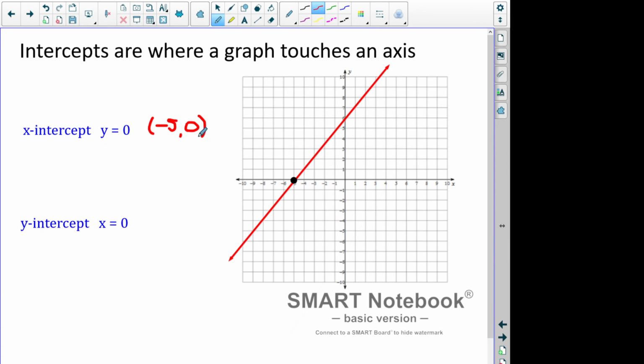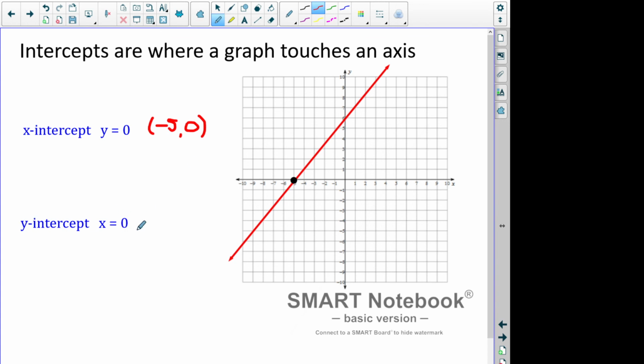Our x-intercepts are always going to have a y value of 0. That's just by definition. For it to sit on the x-axis, the y value has to be 0. So that's a really common thing to look for. I can tell an x-intercept because that y value is going to be 0.